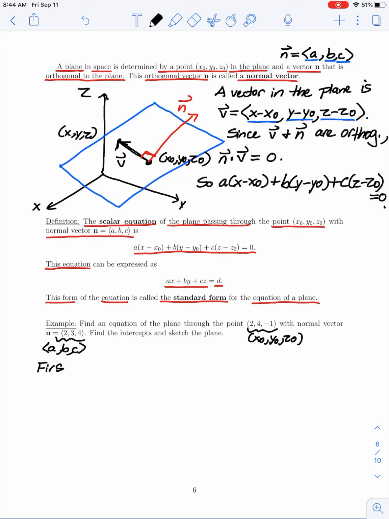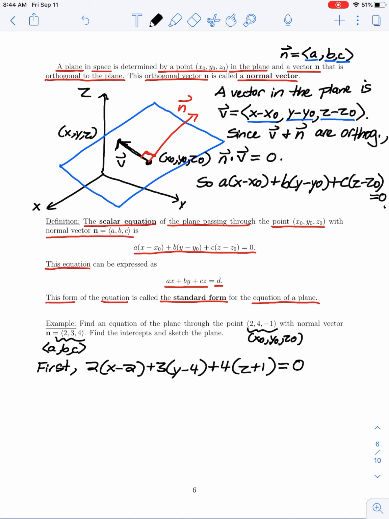Here I'll say first, the equation of the plane would be given by a, the first component of our normal vector, which was 2, times x minus x0, which was 2, plus the second component of our normal vector, which is 3, times y minus y0, which was 4, and then plus c, the third component of our normal vector, 4, times z minus z0. Now z0 was negative 1, so we get z plus 1, and this is equal to 0.